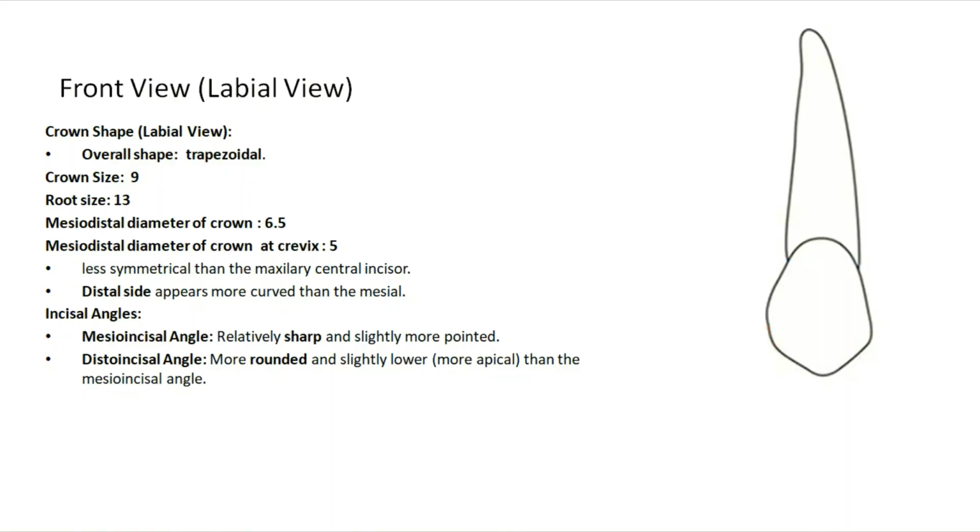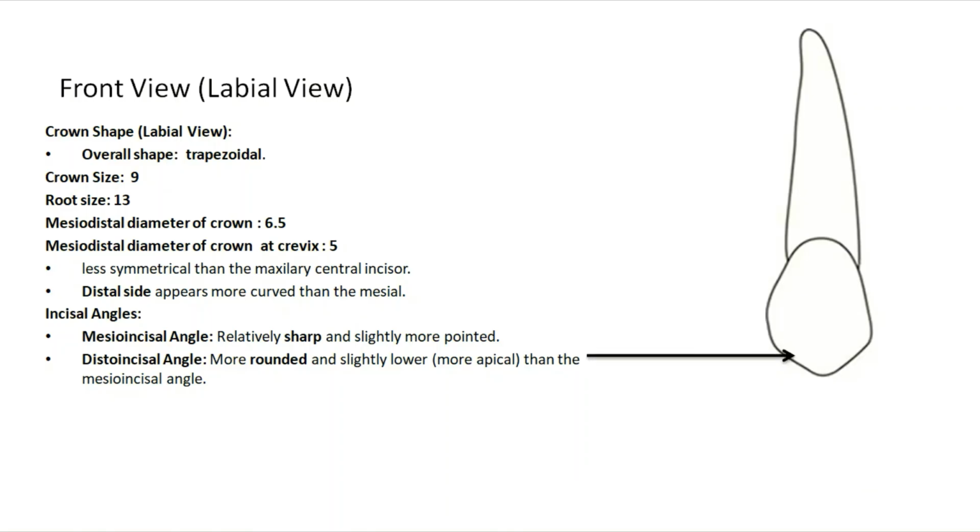There is less symmetry of the lateral incisor in comparison to the maxillary central incisor. The distal side appears more curved than the mesial. The mesioincisal angle is relatively sharp and more pointed. The distoincisal angle is more rounded and slightly lower than the mesioincisal angle.